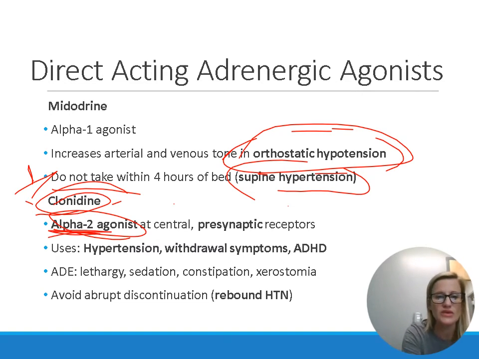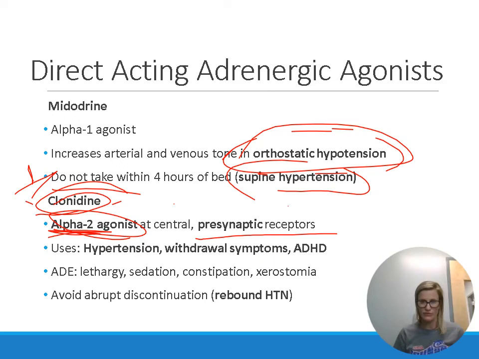Remember, alpha-2 receptors are presynaptic receptors that decrease the release of norepinephrine. It actually works centrally, so it works up in the brain. Again, central presynaptic receptors are modulators of the release of norepinephrine. So what this does is it decreases sympathetic outflow from the brain. Less sympathetic outflow means less sympathetic stimulation of your cardiovascular system, so blood pressure can decrease. It's not like the first or second drug that we use for hypertension, but sometimes you'll see it added on to patients.